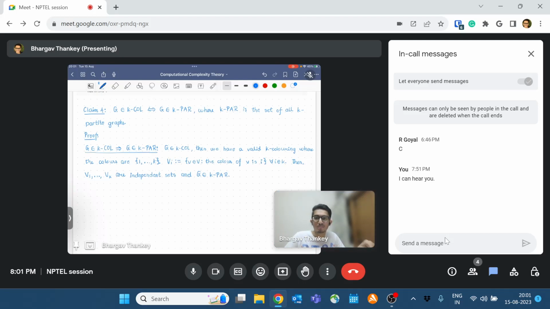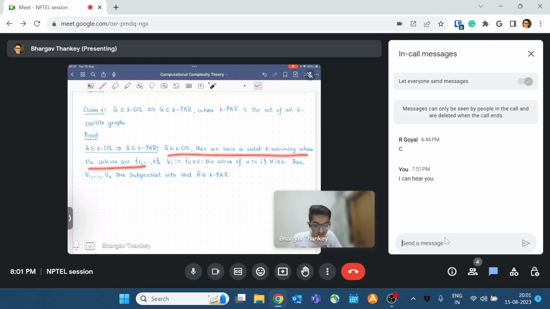Suppose V1 were not an independent set. Then there must exist U and V in V1 such that U and V is an edge, right? But the color of U is i, the color of V is also i, right? But then since we have an edge between two vertices of the same color, the coloring we started off with cannot be a valid K coloring, right?